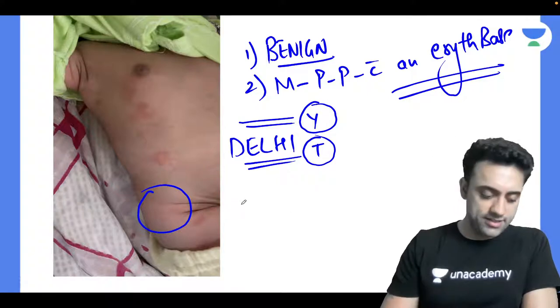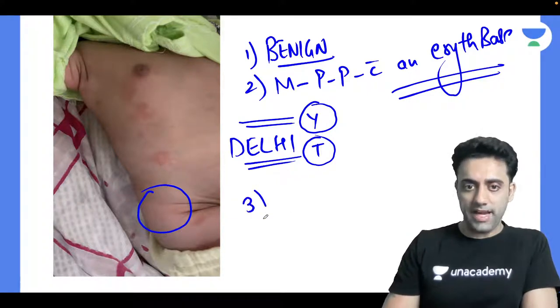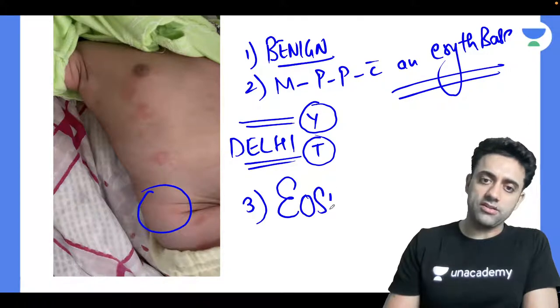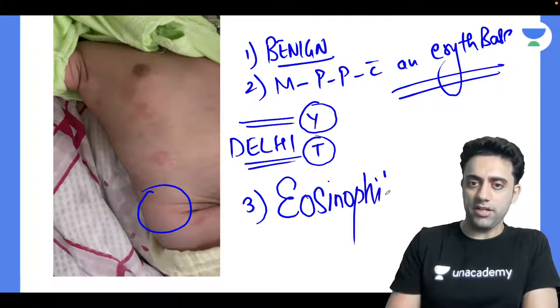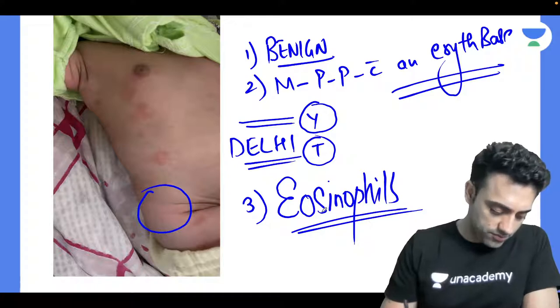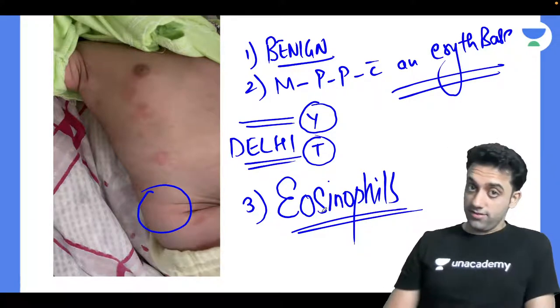Maculopapular pustular rash with an erythematous base. The name is toxicum. It is a benign condition. And E for erythema toxicum, E for eosinophils accumulation. Eosinophils accumulation that you should know. Okay, you saw it yesterday. That's good. Proud of you.